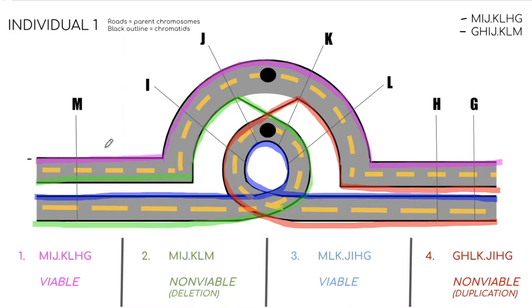Chromatid 1 here in magenta is looking quite clear and viable, hitting the same regions in the same order as the parental chromosome. Definitely a safe bet if you're looking to avoid any traffic.